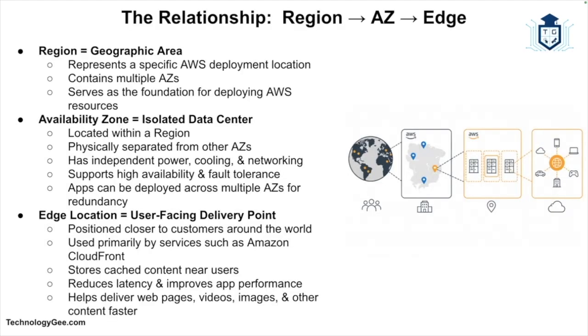All right, next let's talk about the relationship between a region, an availability zone, and the edge. So a region is a geographic area. Availability zones are isolated data centers inside that region. And edge locations are locations closer to users for faster delivery. So think of it like this. A region is your city. An availability zone is the buildings in that city. And the edge is the delivery trucks that are already near your customers. So just keep that model in mind because hopefully that will help you answer a lot of questions when it's time for you to take this test.